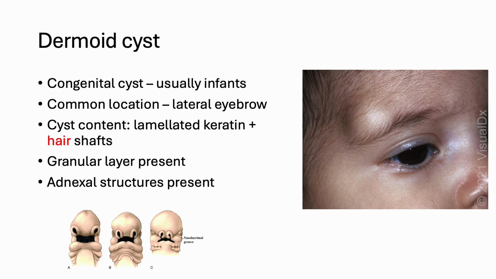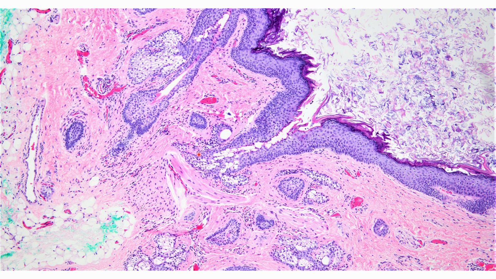When I say adnexal, I mean not only the sebaceous unit, but also the hair follicle. So the next picture is showing the structure of a dermoid cyst. You can see the dermoid cyst has the same flaky keratin, and there is also the presence of the granular layer and abundant adnexal structures. So this is the dermoid cyst.